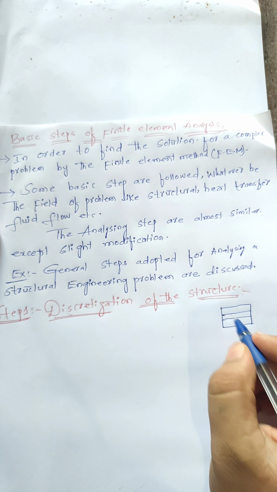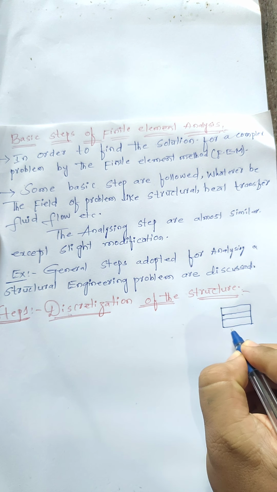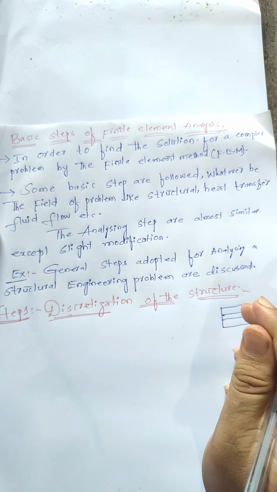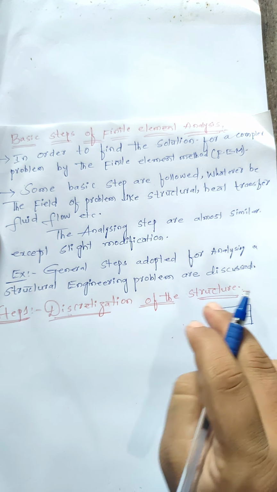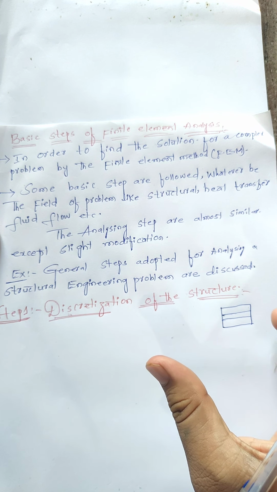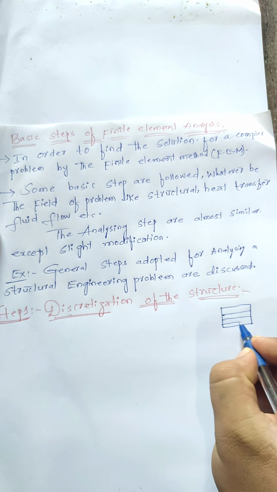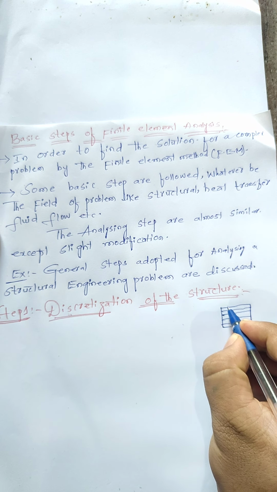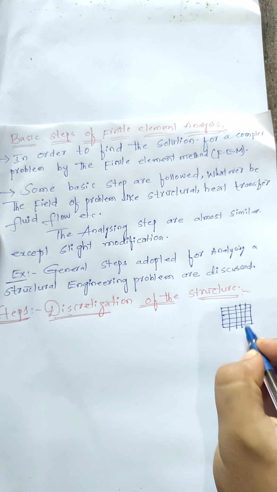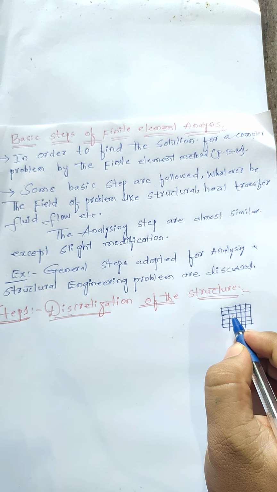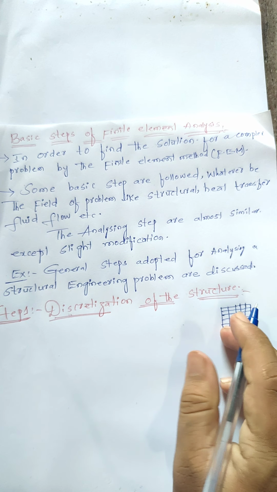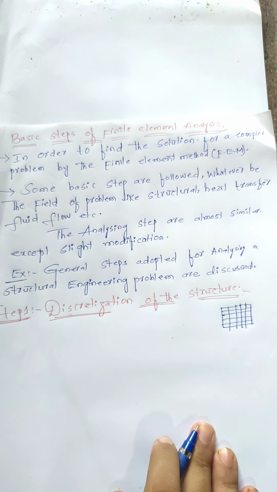This is the whole body. It is looking like a rectangular lamina. So if you divide or discretize the whole complex structure into smaller parts, like this, horizontal and vertical, is it right? Each smaller part we can call an element.